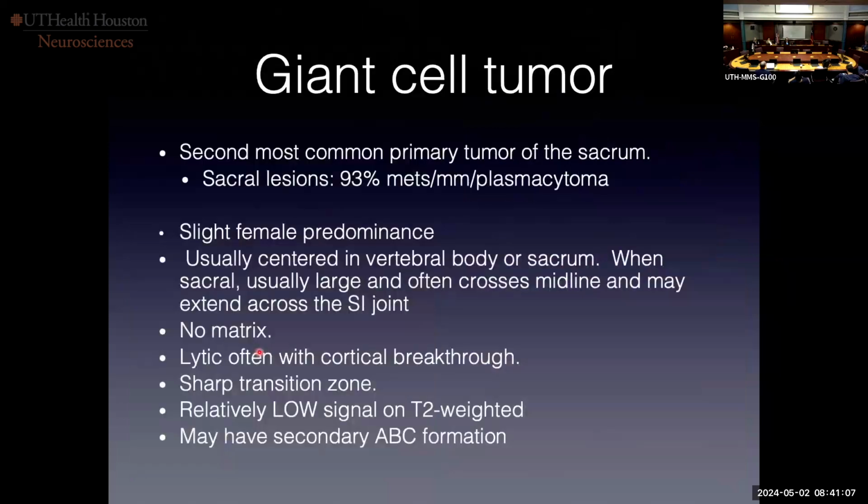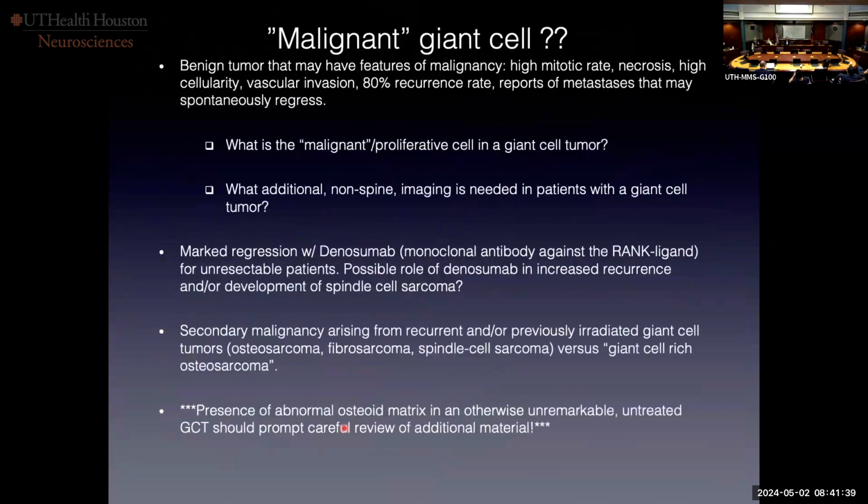All right, so giant cell tumor, second most common primary of the sacrum. What's number 1? It's chordoma. Sacral lesions are usually going to be Mets, myeloma, plasmacytoma, 93%. Slight female predominance. Again, they can cross the SI joint, which I think is kind of interesting. No matrix. That's really, really important here. Lytic, it may have cortical breakthrough, but with a sharp transition zone, low signal in the T2 weighted image. And it is one of the lesions that can have secondary aneurysmal bone cyst formation.